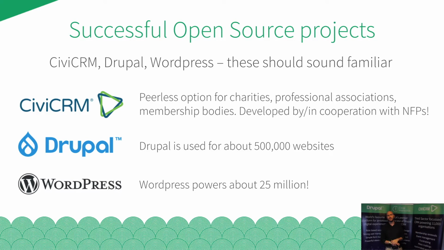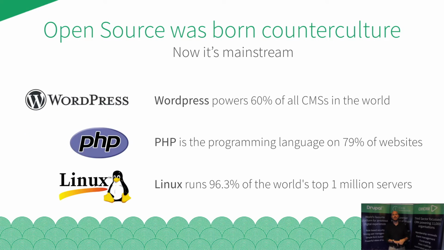A few successful open source projects. CiviCRM is a peerless option for charities, professional associations, membership bodies, and it's developed in conjunction with these not-for-profits, which is why it's so perfect. Drupal is a CMS or website platform that is used for about 500,000 websites. WordPress powers about 25 million websites. And still about WordPress, it powers 60% of all CMSs in the world, which is really impressive. PHP is the programming language on 79% of websites, and Linux runs 96.3% of the world's top 1 million servers.